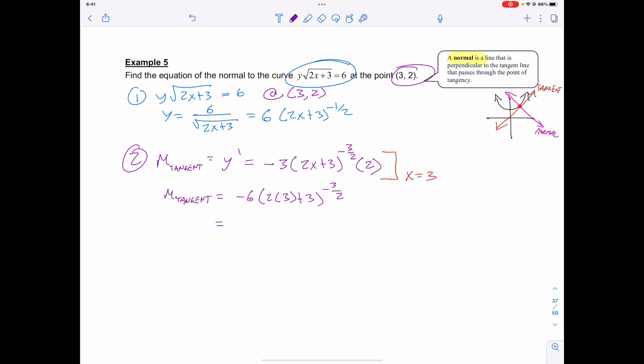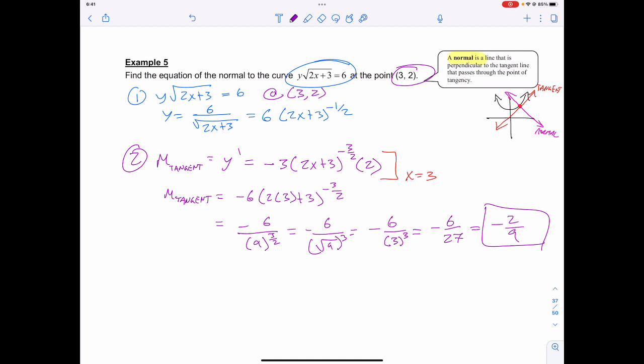Or negative 6 over 2 times 3 plus 3 is just 9 to the power of 3 over 2, which is the same as negative 6 over the square root of 9 to the power of 3, negative 6 over 3 to the power of 3, negative 6 over 27, which is just negative 2 over 9. There is the slope of my tangent.